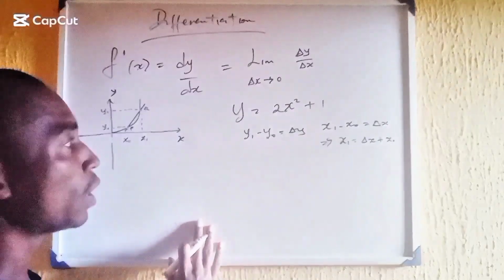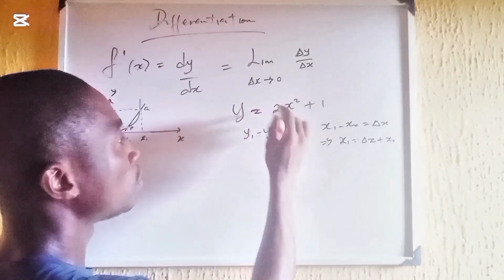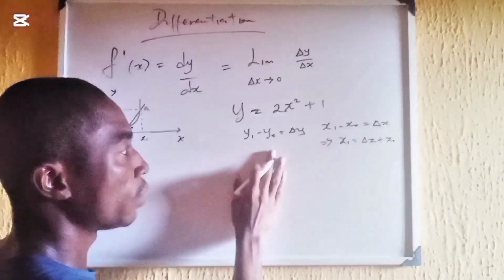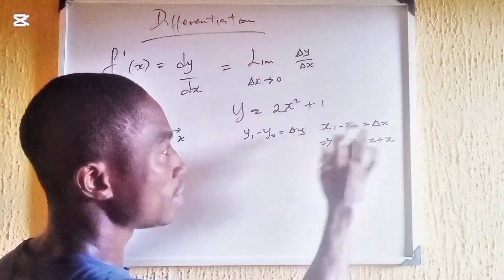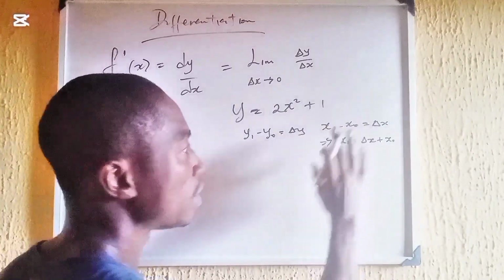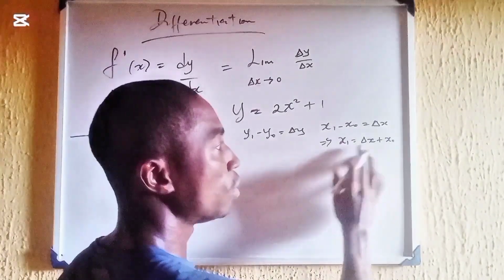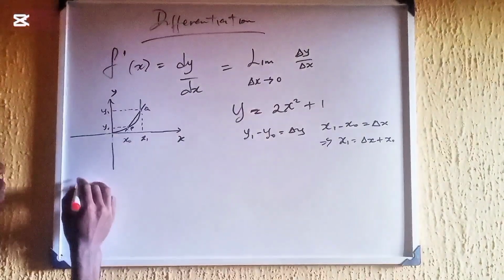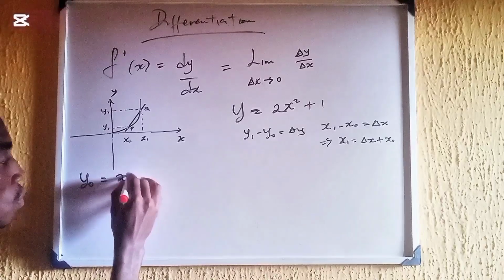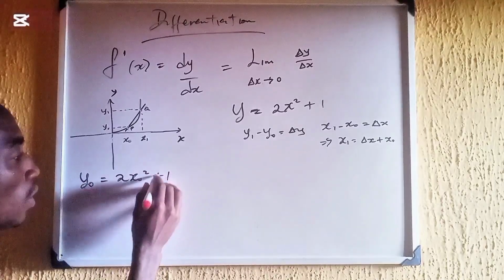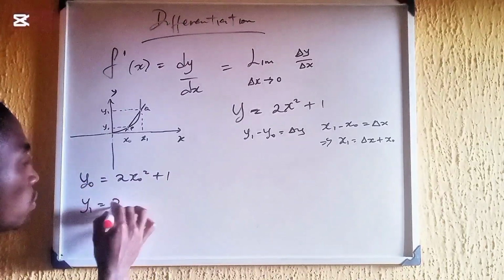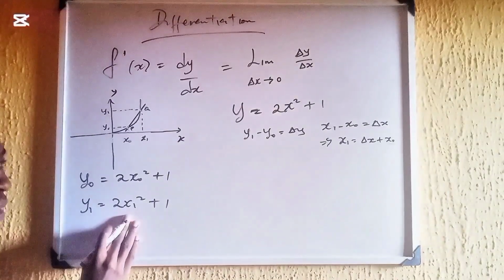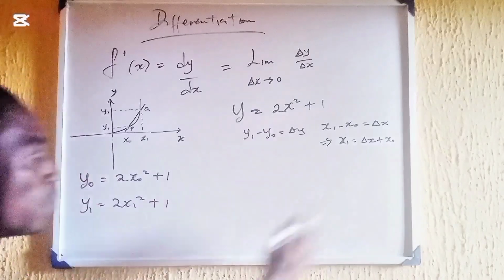The previous equation we had is y equal to 2x squared plus 1. Now remember that change in y is y1 minus y0, and change in x is equal to x1 minus x0. That implies that x1 is equal to x0 plus change in x. Now, using this equation, we'll have that y0 is equal to 2x0 squared plus 1. Then y1 is equal to 2x1 squared plus 1. But the question is, what is x1? x1 is x0 plus change in x.